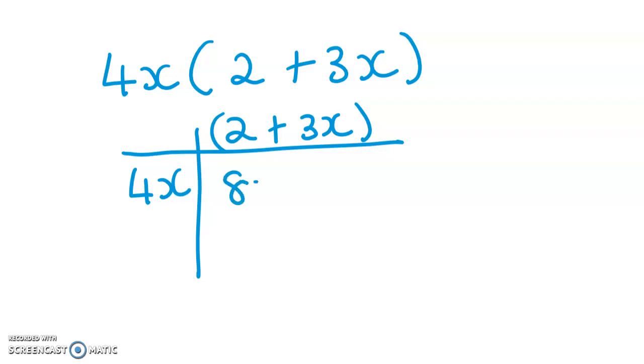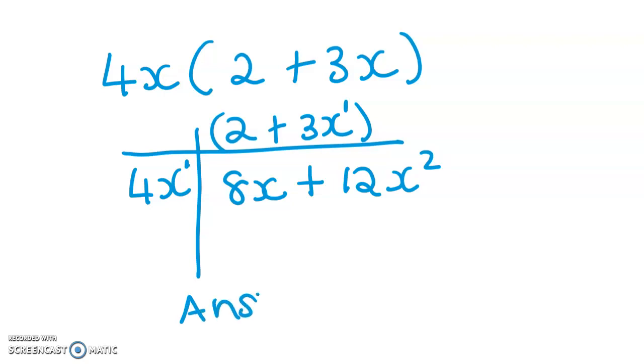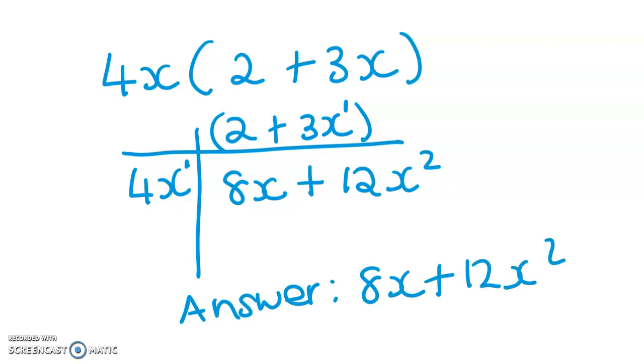4x multiplied by 2, 8x. 4x multiplied by 3x, plus 12x squared, because there's two x's, lads. Look, there's an x with a little 1 and an x with a little 1. They give you x with a little 2. My answer for this question, so answer in a test, is 8x plus 12x squared.